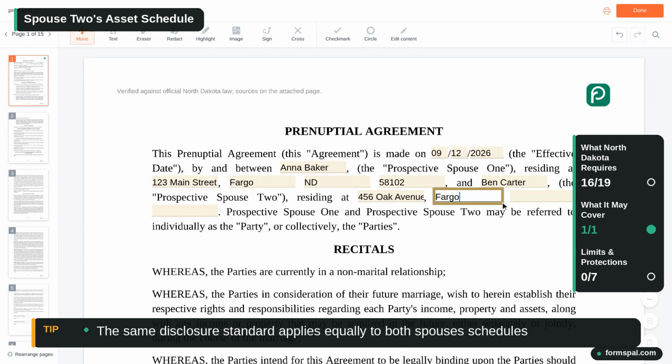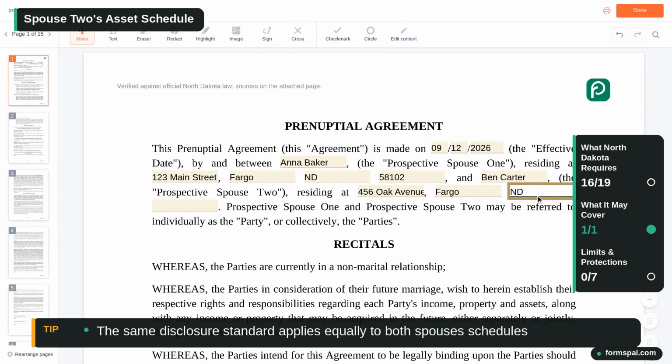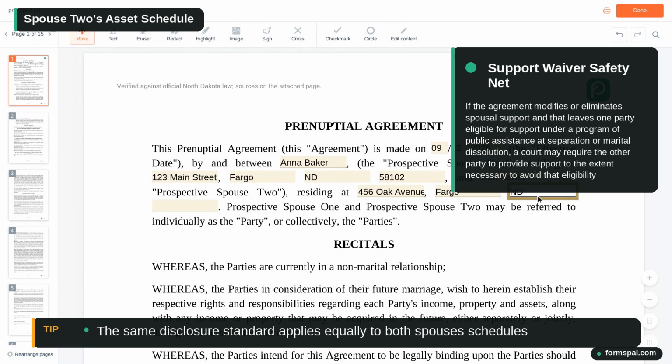Spouse 2's copy follows the identical layout, with a different sample balance, vehicle, and valuable item. A support waiver cannot push someone onto public assistance. A court can order support to the extent needed to avoid that.